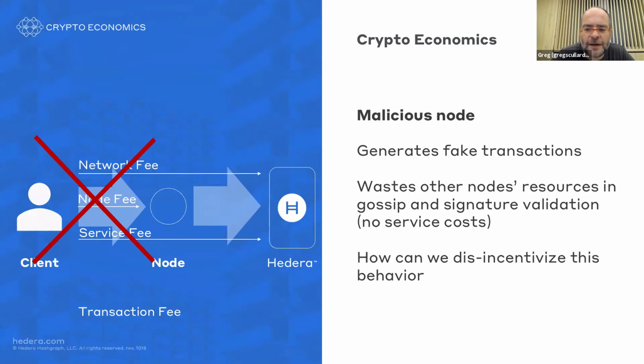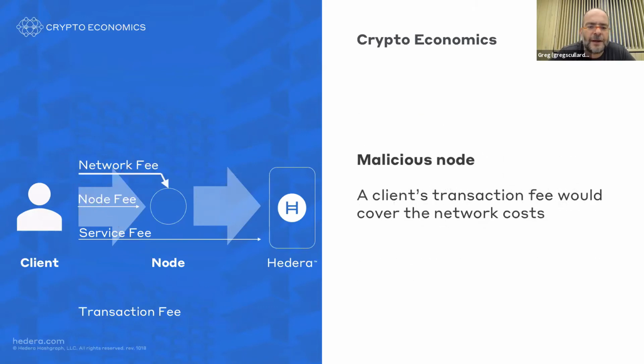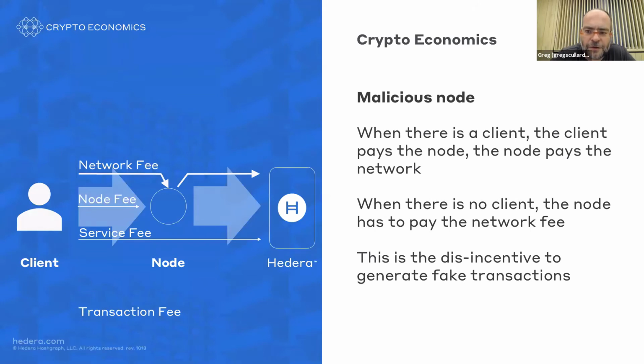So the cryptoeconomics implements the incentive for nodes to do the right thing as follows. A client's transaction fee is essentially paid to the node, and the client paid part of their transaction fee as a network fee, which reimbursed everybody for gossiping it. The node in itself doesn't care about that particular network fee. When there is a client, the client pays the node, the node pays the network, and the two payments are equal. So it's just a zero operation, so to speak.